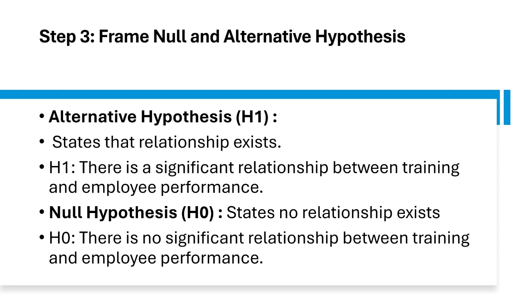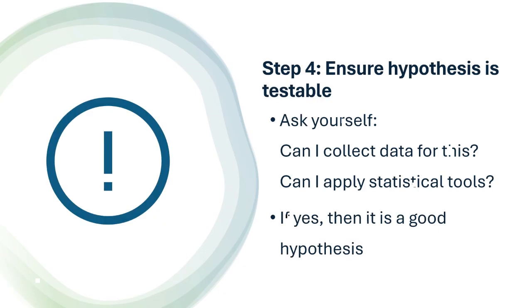Null hypothesis, which is denoted by H0. Null hypothesis always states no relationship exists. So our statement becomes: there is no significant relationship between training and employee performance. I hope now it will be very clear for you how to frame a hypothesis, how to frame null hypothesis and alternative hypothesis.